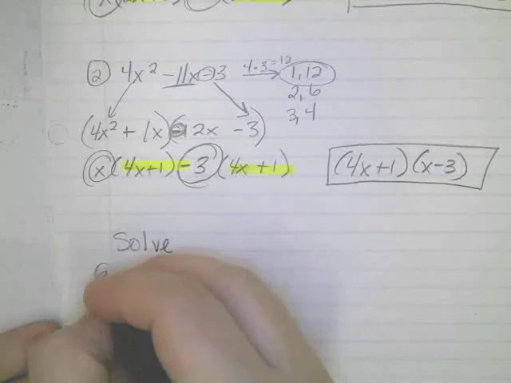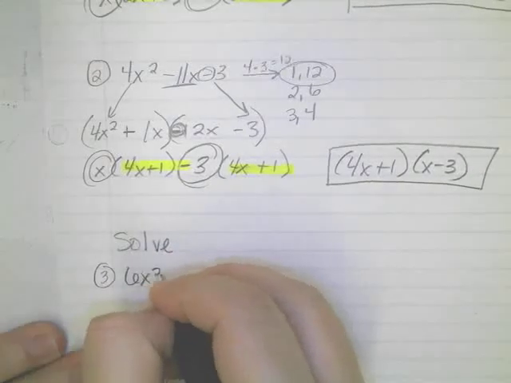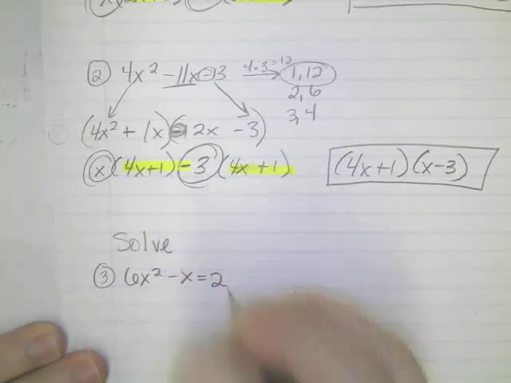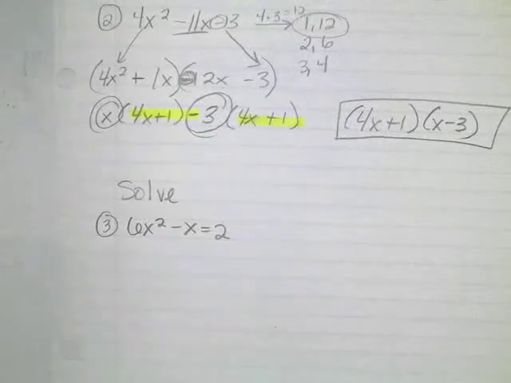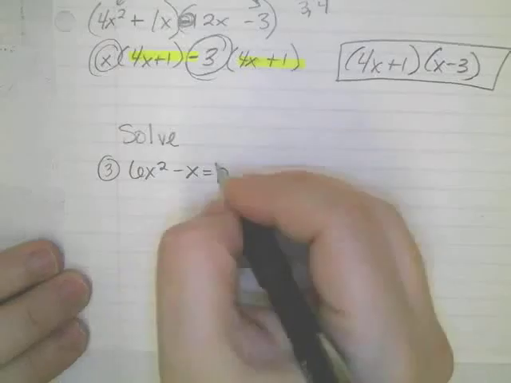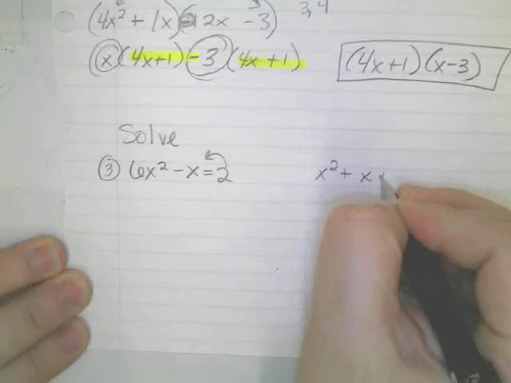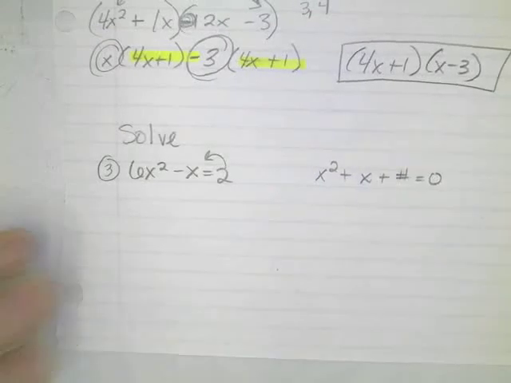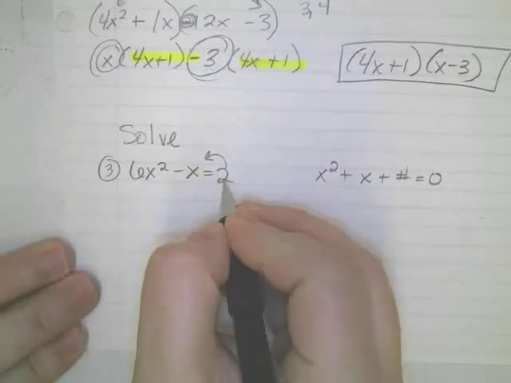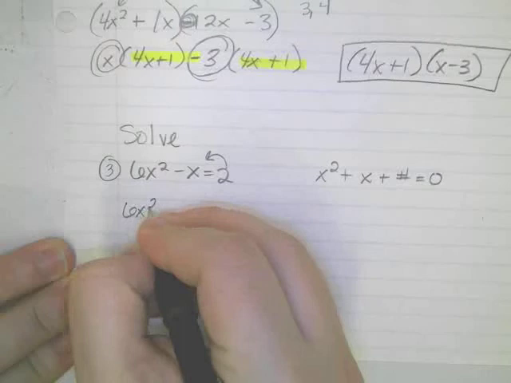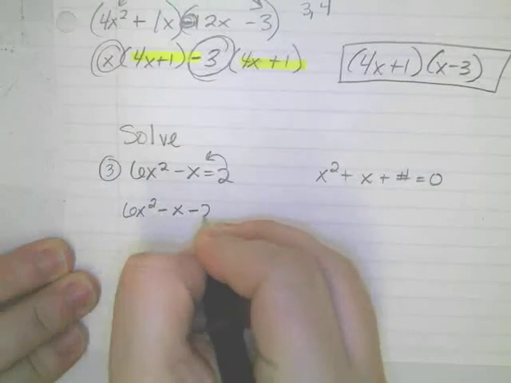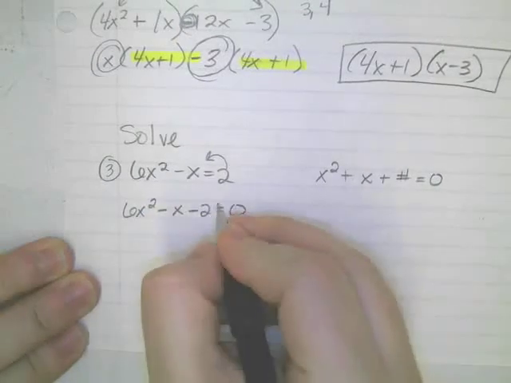So I have 6x squared minus x equals 2. The first thing I need to do is move this 2 over. You want to keep it in order where it's x squared plus x plus a number equals 0. If you take it out of order, you might get confused with factoring. It may seem small, but anything to help you visualize it will help. So when I get rid of this positive 2, I subtract 2, so I get 6x squared minus x minus 2 equals 0. So now I need to factor this.